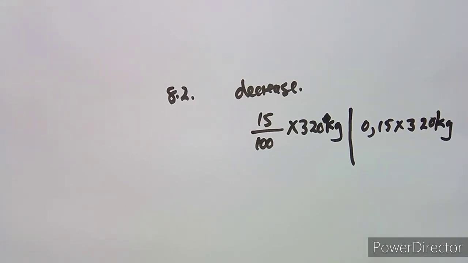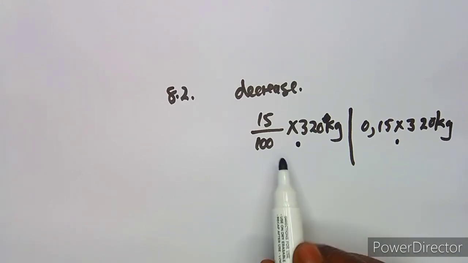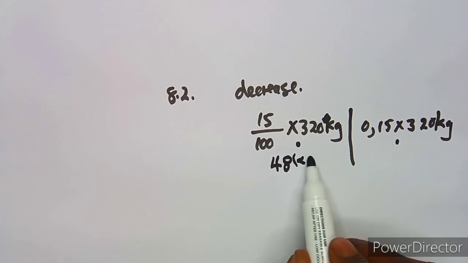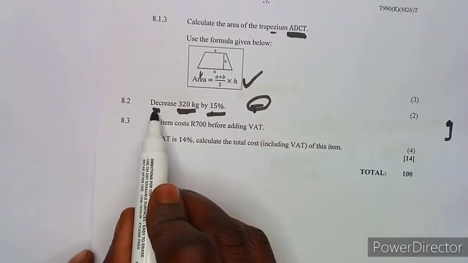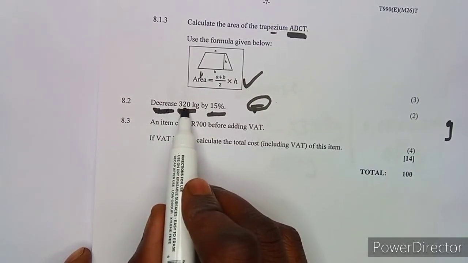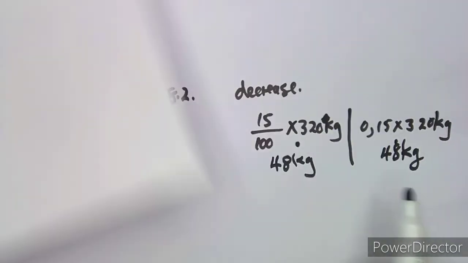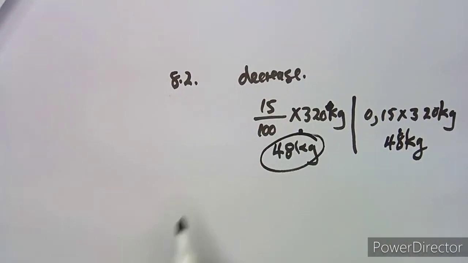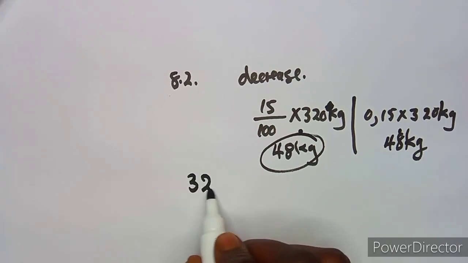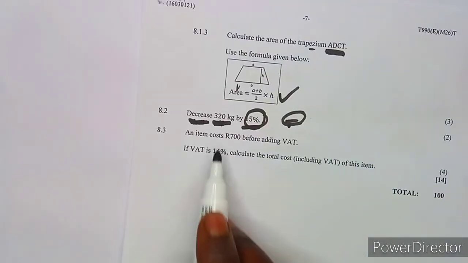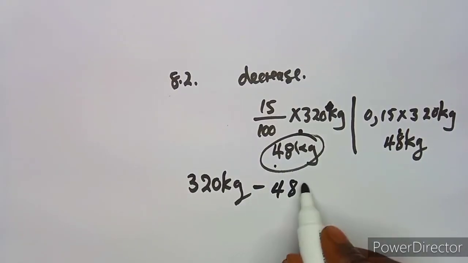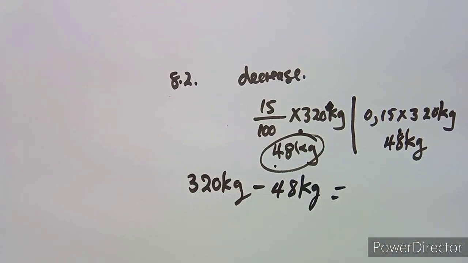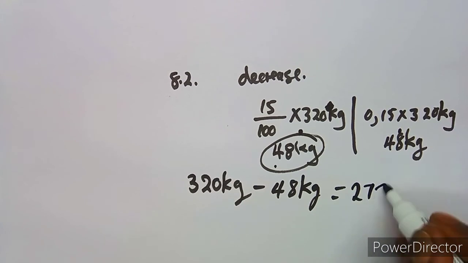All right, using this or using this, you're going to obtain the same thing, guys, which is 48. So you're going to obtain 48 kgs in this case. But the question is, we are supposed to decrease 320 kgs by that 15%, which means by this 48. So you're supposed to subtract: 320 kgs, the one that you are given, minus the 15%. You're going to subtract 48 kgs, so that is what you're going to obtain, which is 272 kgs.